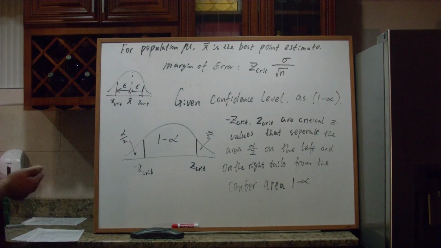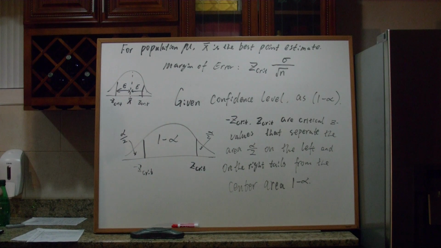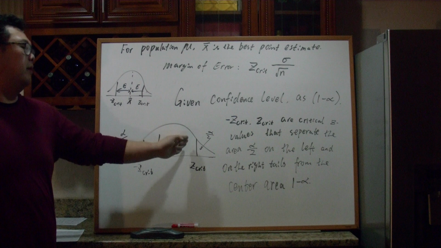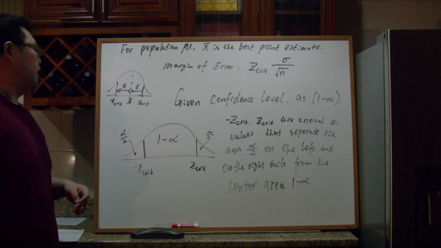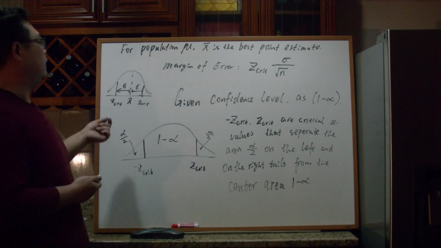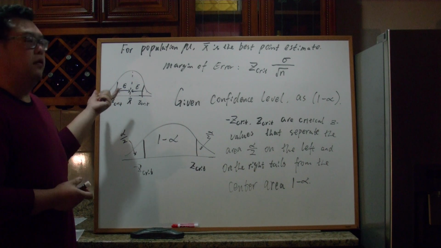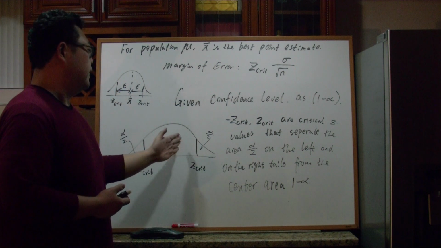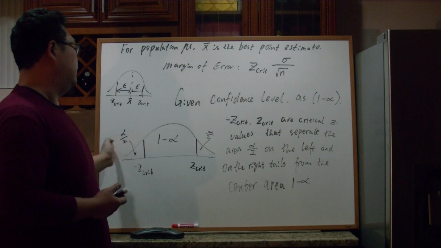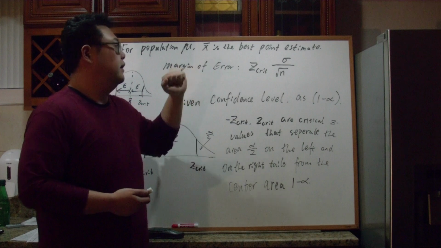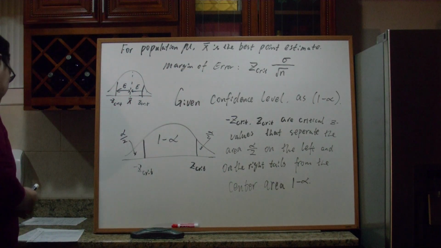Right, the negative critical z-score and positive critical z-score are critical z-values that separate the area alpha over 2 on the left and on the right tails from the middle 1 minus alpha center area. So for a question given 95% as the confidence level, we can separate that while finding the area on the left tail, and refer back to the table to figure out what the critical z-score is in that case.